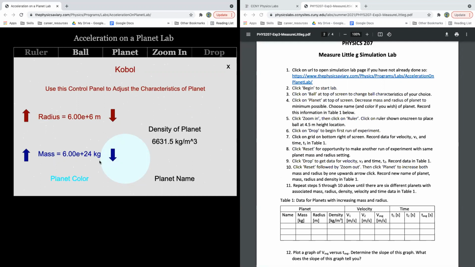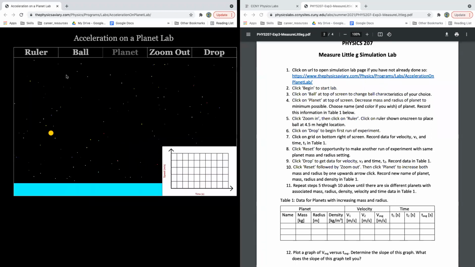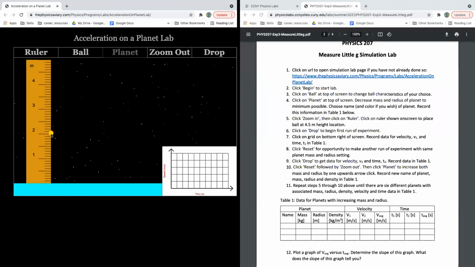What you're going to do is imagine you're, let's say, on Kobo, on this planet, and you zoom in. So now on Kobo, with the ball, you note the materials and characteristics for the ball, and then we need a ruler. You click a ruler, so the ball is here, like 2 meters. Here's the unit, and you click drop.